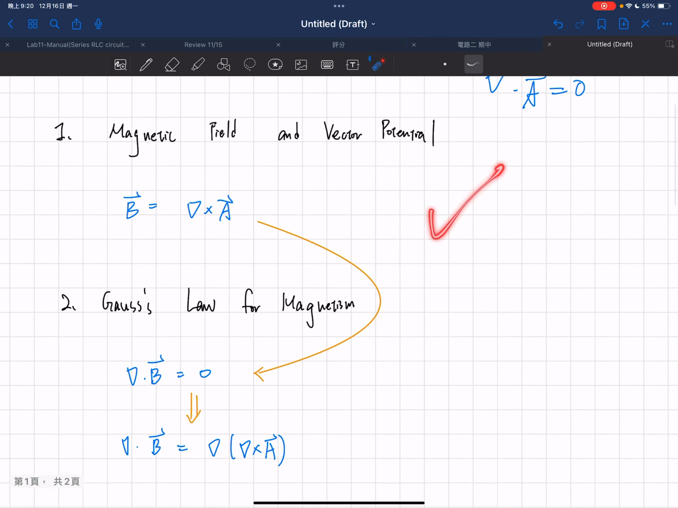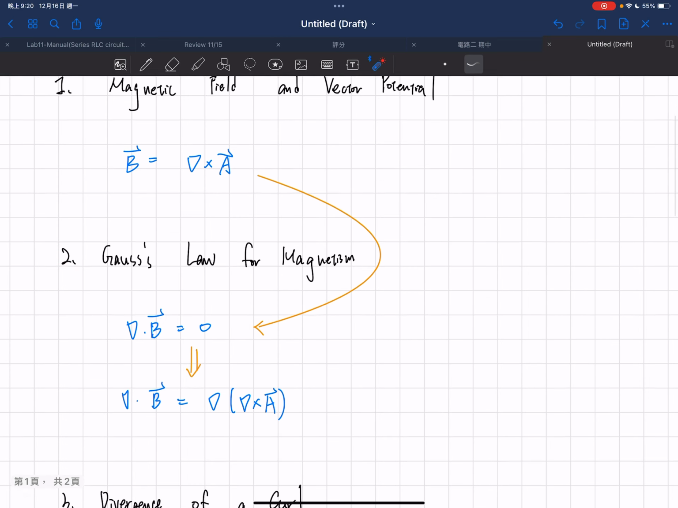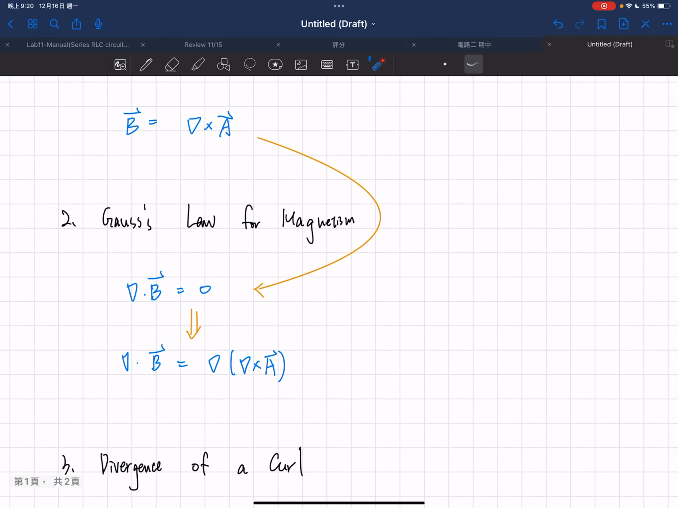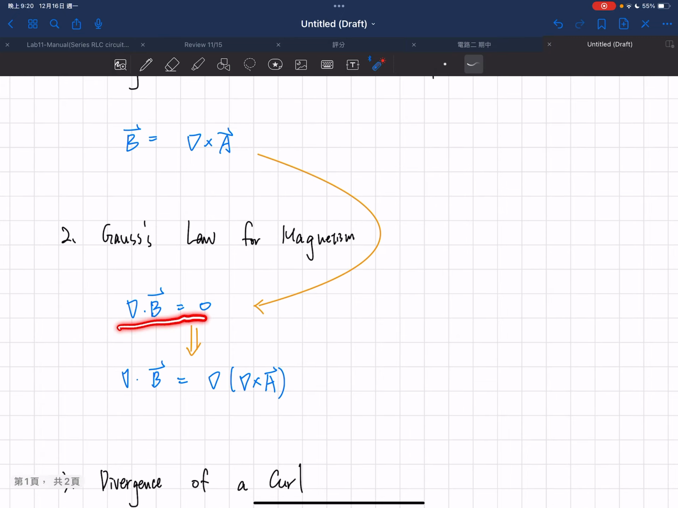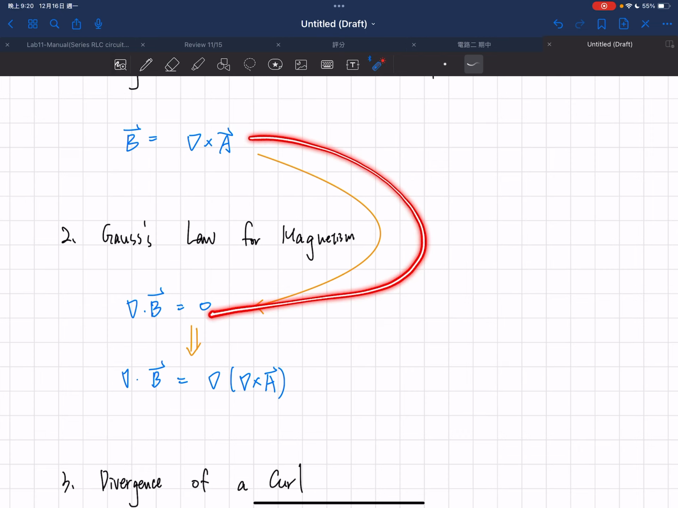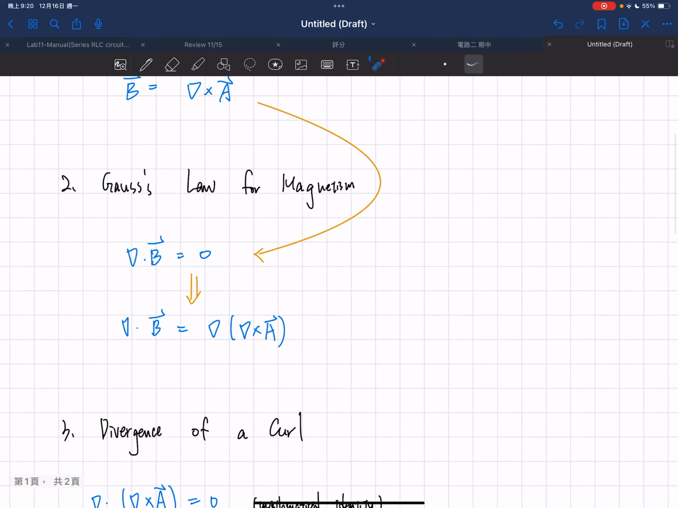Okay, so now I want to introduce a second step, which is Gauss's law for magnetism. Gauss's law for magnetism says that the divergence of magnetic field is 0. So you can see that divergence of B is equal to 0, and we know that B vector is equal to curl of A. So we put this into the second equation. We got this: divergence of B is equal to divergence of curl of A.